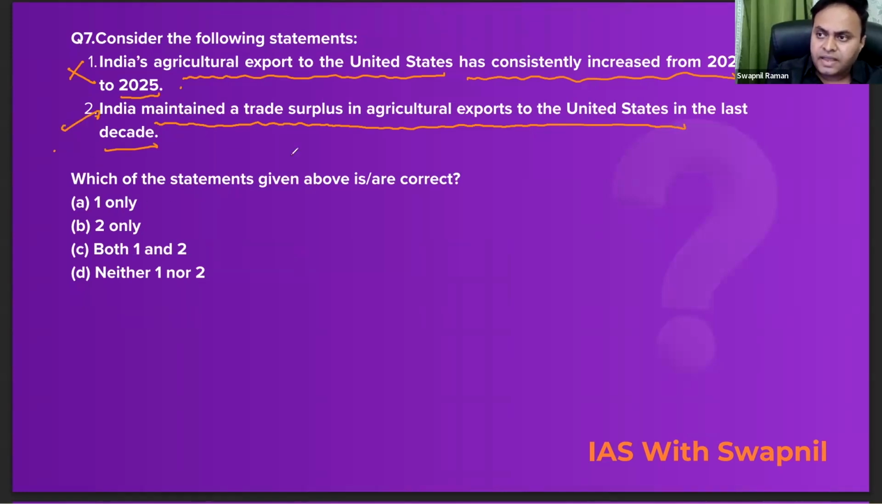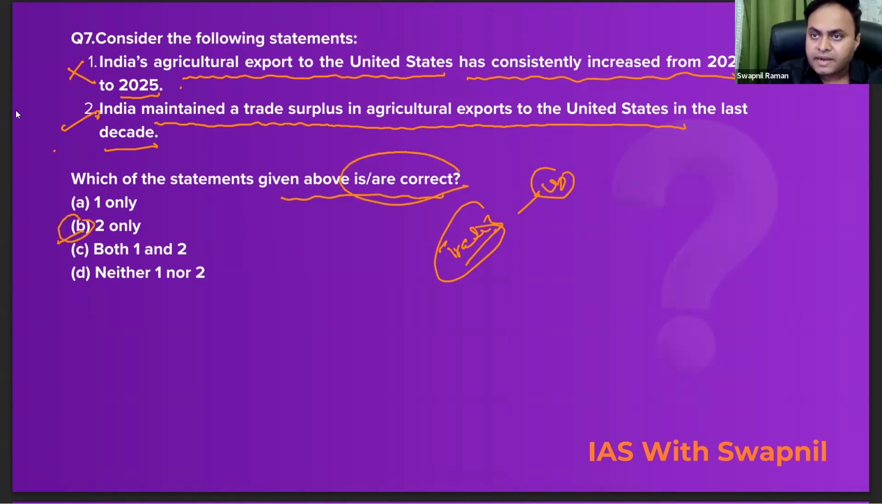This is absolutely correct. अगर हम overall trade की भी बात करें, so India enjoys trade surplus, right? When it comes to the bilateral trade with America. So the question is, which of these statements given above is/are correct? So only two. So B for Bombay would be the correct answer here.